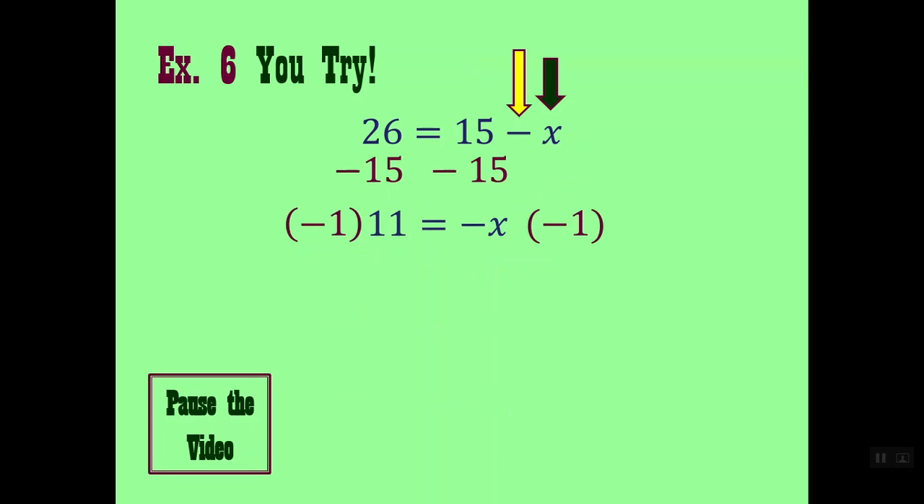So if we multiply each side by negative 1, we'd get negative 11 on the left, and then negative 1x times negative 1 is positive 1x. That's just what we want. So x is equal to negative 11. And that makes sense, because if the opposite of x is 11, then x would have to be negative 11.